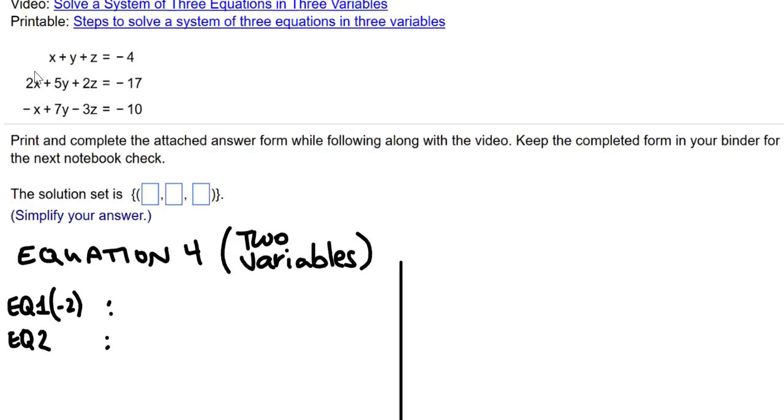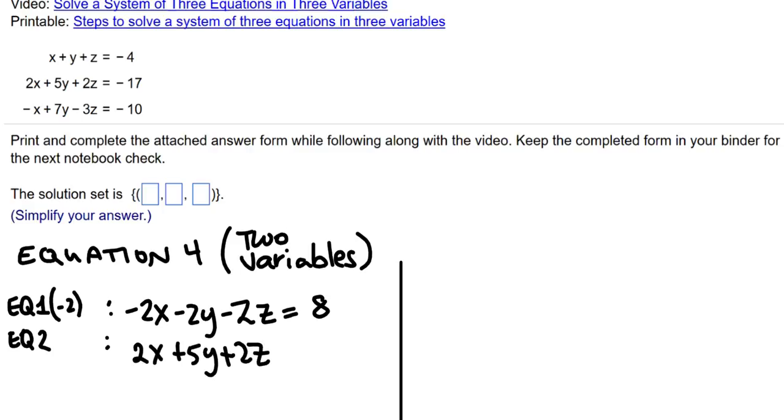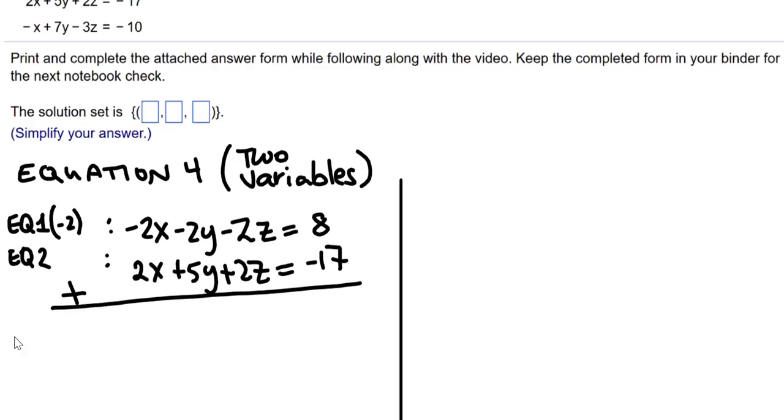So first, multiplying the top by -2, I get -2x minus 2y minus 2z equals +8. Then copying down the second equation, I get 2x plus 5y plus 2z equals -17. Then I will add those together, and when I do, I'll have equation 4.